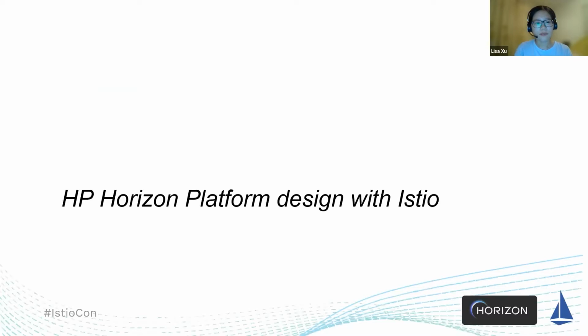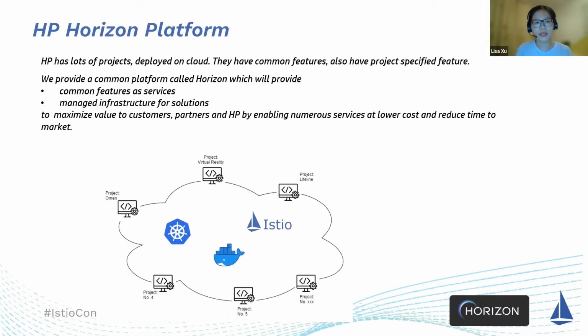So we want to talk about our HP Horizon platform, designed with Istio. As you know, HP is a big company, and we have lots of projects deployed on the cloud. Some projects have common features like single sign-on, user management and payment, and they also have some specific project features. John and I work in a software organization.